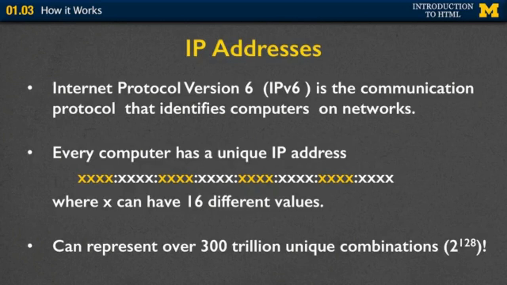Well, there's been a new version of IP addresses because every single client needs their own address. And if you think of how many people have laptops and smartphones, we need a lot of different options. So with these IP addresses, you basically have sets of numbers, these different sets right here, where each X can represent one of 16 different values. So you can see we have a lot of options, over 300 trillion, in fact.